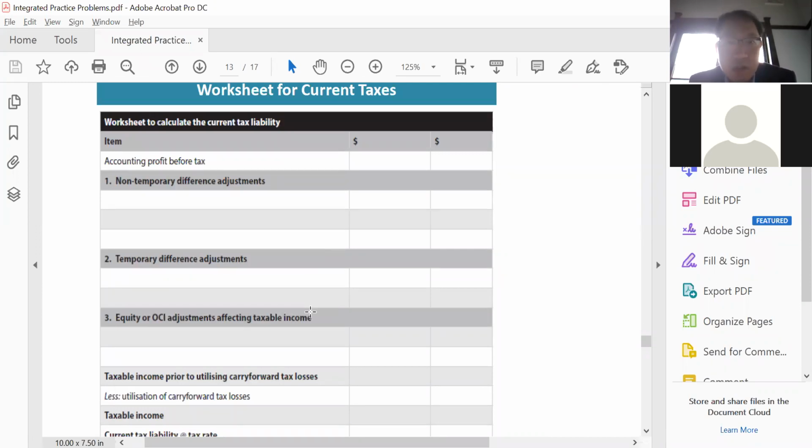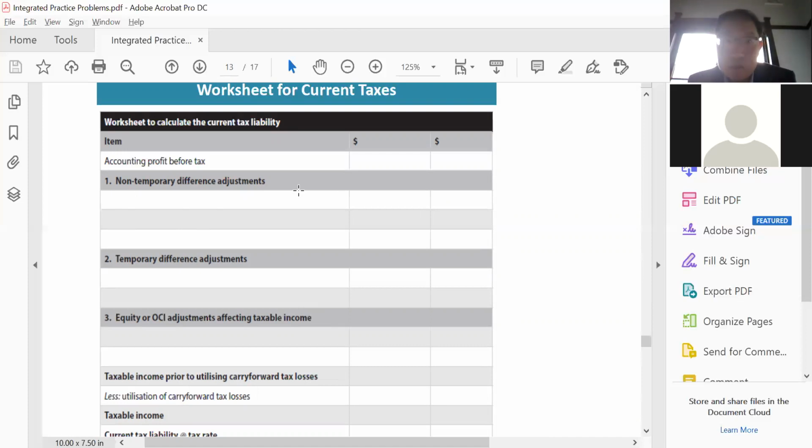And so this is what the worksheet looks like. So you begin with accounting profit before tax. You then include any non-temporary difference adjustments. So things that are permanently not the same. Non-temporary just means permanent, so stuff that's just permanently different from accounting versus tax.